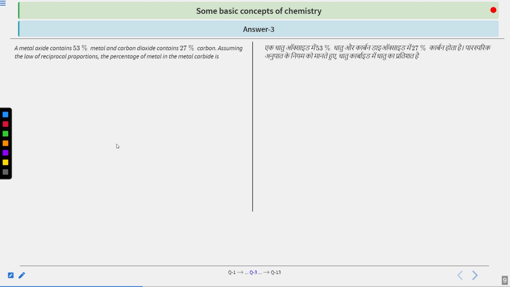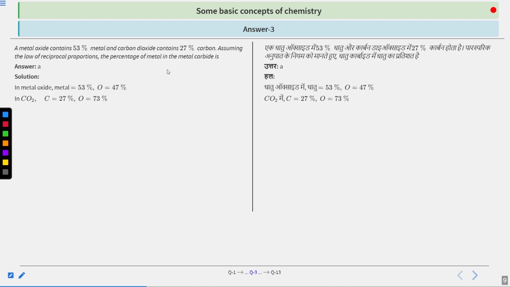So what we have to do is take two types of oxides: one is an oxide of carbon and one is an oxide of metal. Basically, we take the dioxide of carbon, which has 27% carbon, and the metal oxide has 53% metal. Now we have to apply the law of reciprocal proportions and find the percentage of metal in the metal carbide. The correct option is answer A.